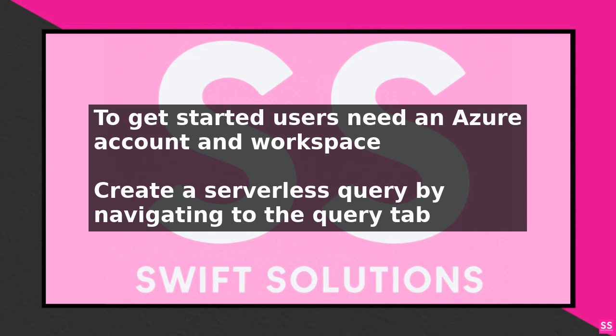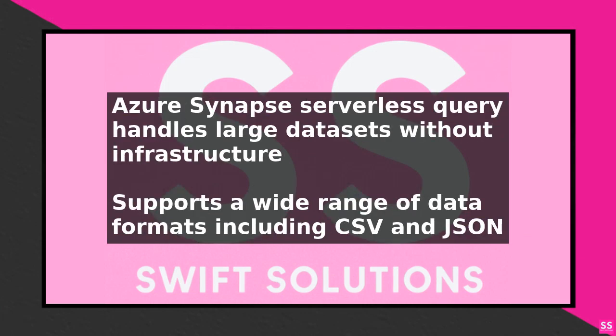Azure Synapse Serverless Query also supports a wide range of data formats, including CSV, JSON, and Parquet. This allows you to query data from various sources, such as log files, IoT devices, or social media platforms. Additionally, you can use Azure Synapse Serverless Query to query data from other Azure services, such as Azure Cosmos DB or Azure SQL Database.